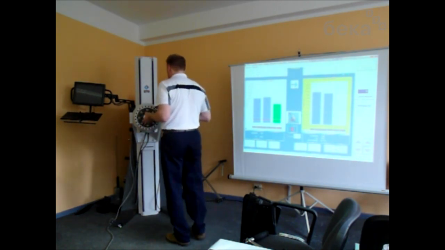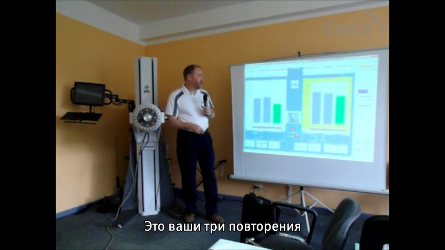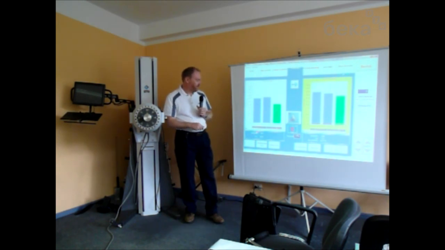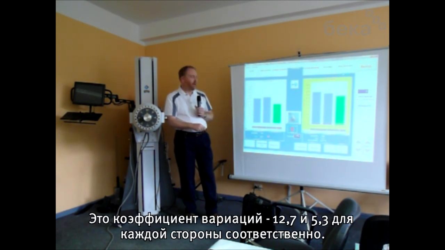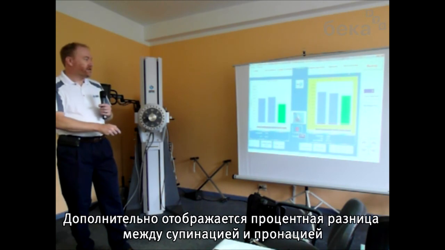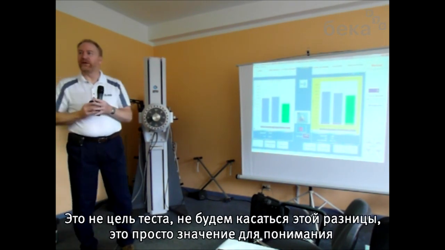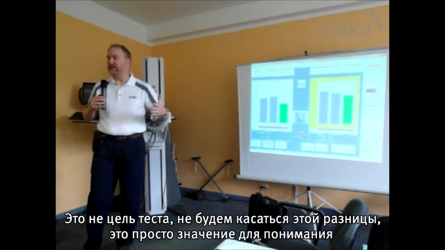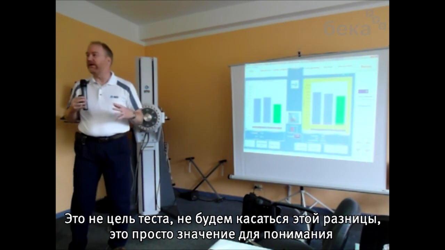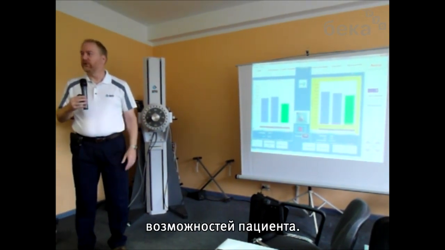So that gives you 3 trials. It gives you a coefficient of variation on each side, so 12.7, 5.3. You'll make a note of those. In addition, it does give you the percent difference between supination and pronation, 22%. That's really not an objective of this test. We're not concerned with that difference. In other words, it shouldn't be a specific value, but it does give you some additional information about that person's abilities.